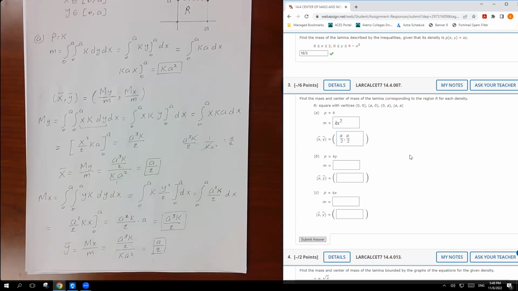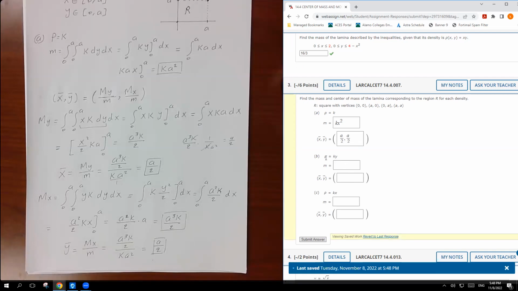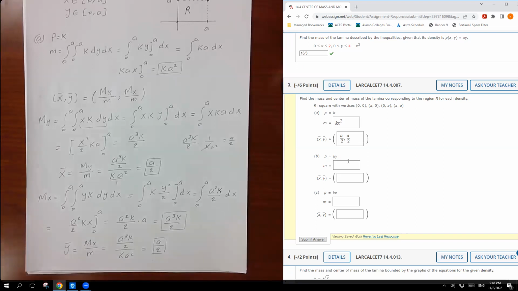Let's keep going to find B. I'm going to solve this one also, but C is going to be for you because you're going to get exactly the same example. Now, our density is rho equal ky. We're going to do exactly the same steps.